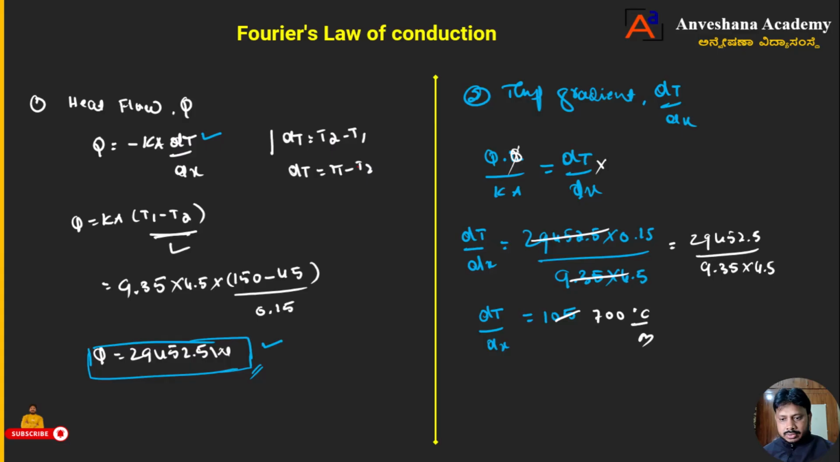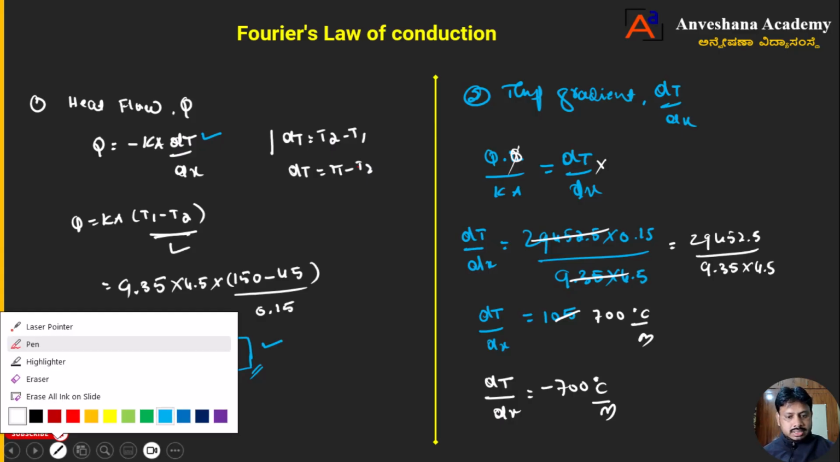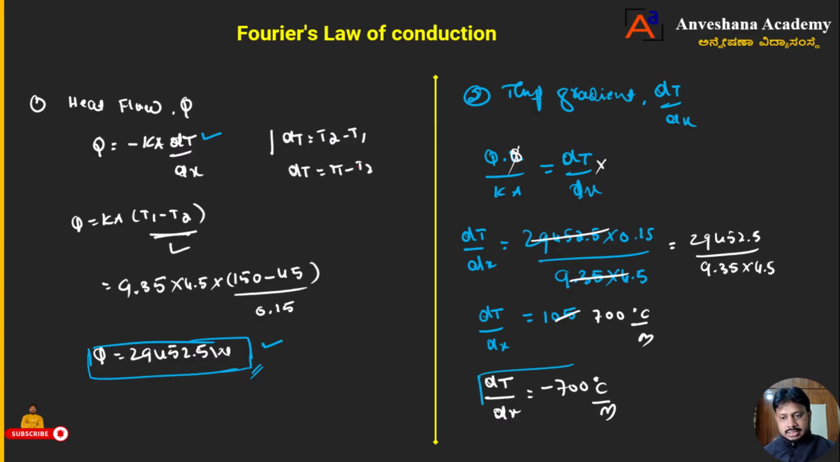So dear students, dT by dx I can write like this: dT by dx is equal to minus 700 degrees Celsius per meter. Why so? Because temperature is going to decrease. That decrease in temperature we can mark with a sign, and that sign is negative, dear students. Hence the final answer, the temperature gradient, is 700 degrees Celsius per meter. This is how to solve the numerical, dear students.